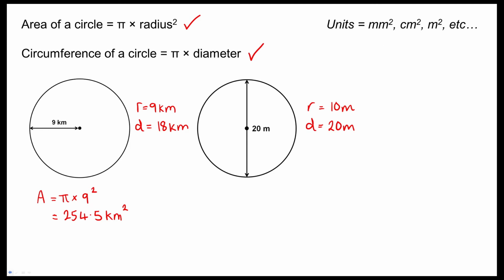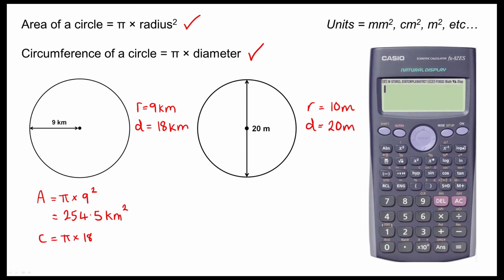For my circumference, I know that I need to do pi times diameter. So that's pi times by 18, because we worked out the diameter to be 18. Again, I'm going to need to use my calculator, press shift and my pi button, times it by 18 this time, and press equals. Use my SD button to convert it to a decimal, and that means to one decimal place my circumference is 56.5.